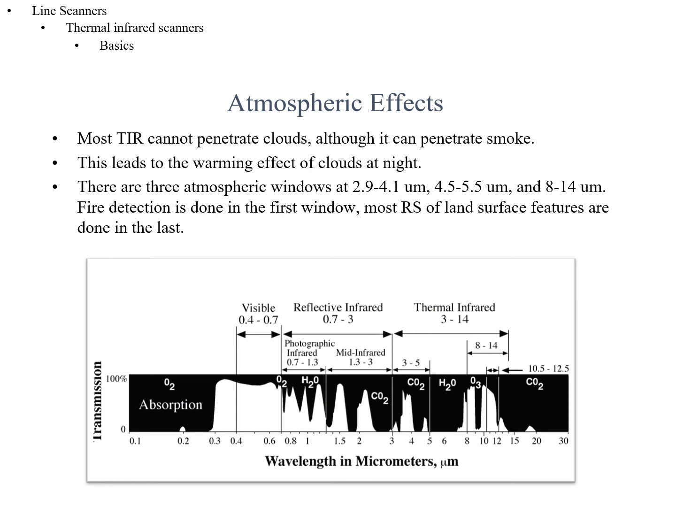Fire detection is done in the first window just because that's where you're going to be able to see the higher temperatures, and then the others are used just for general remote sensing of land surface features.